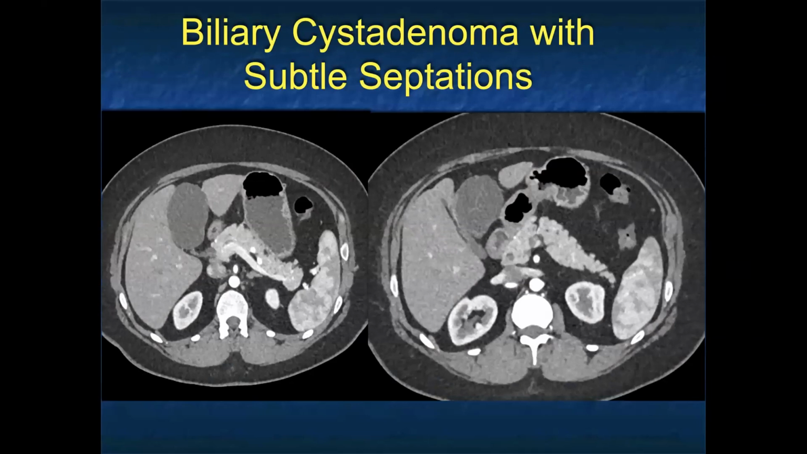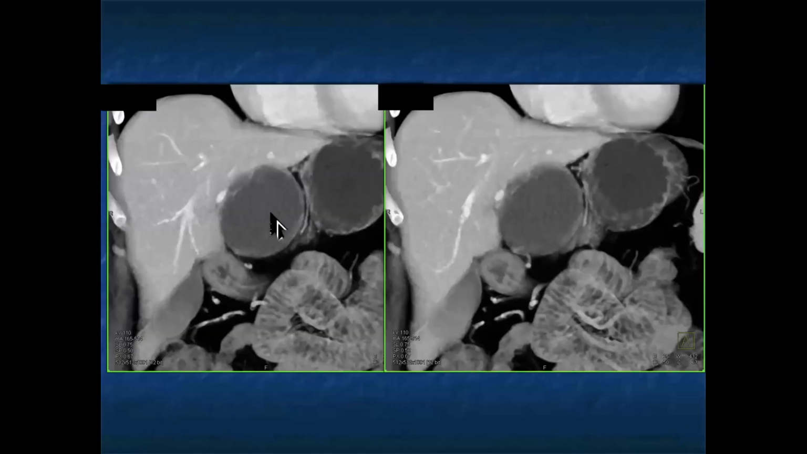I show this case to show the difficulty that sometimes these cystadenomas are exophytic. In fact, this was initially looked at and felt to represent the gallbladder till you realize the gallbladder is sitting right here, and that can't be the gallbladder.